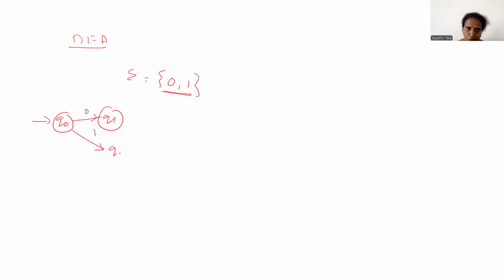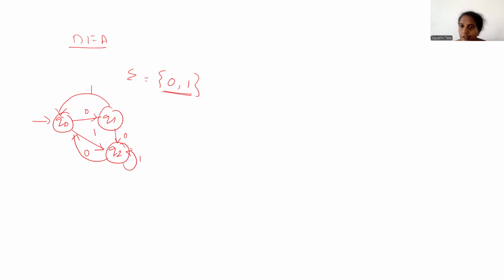And now it is moving to the Q2. At Q2, reading 1, it is moving to Q naught, and reading 0, it is moved to the Q2. And Q2 reading 0 is moving to the Q naught, and reading 1, it can move to the Q2. Okay, so now it is automated.